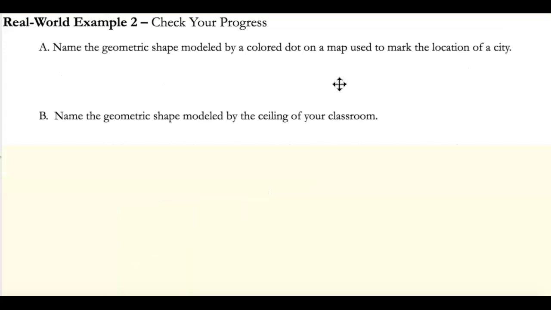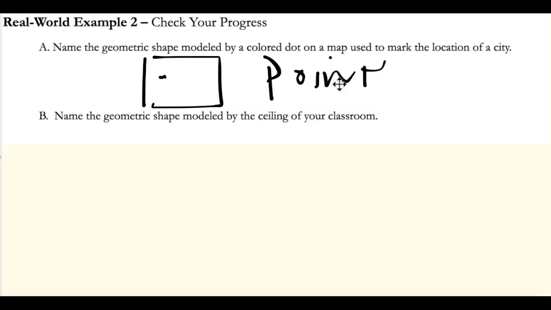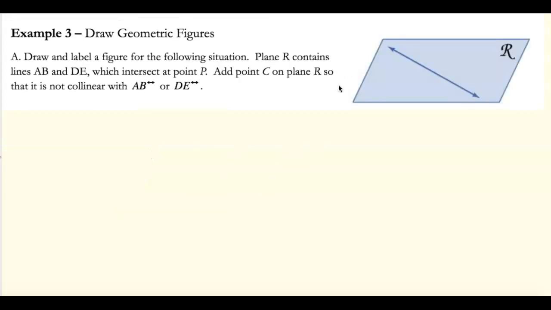So this one is for you to try, and then we'll go over the answers. Geometric shape by a colored dot on a map. So here we would have a map, a little point, and the answer would be a point. Geometric shape by the ceiling, that would be a plane. So in the next example, we're going to ask you to draw.